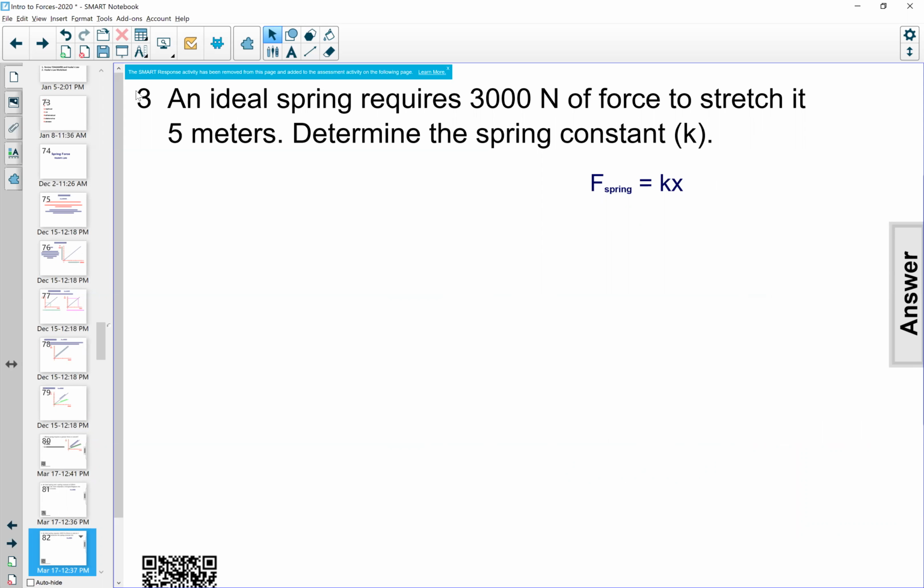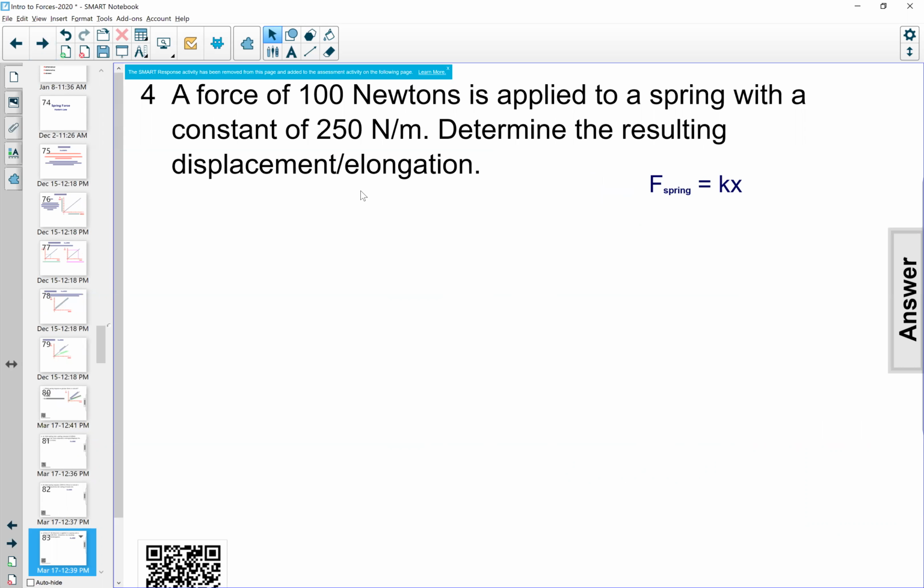All right, and the last one. A force of 100 Newtons is applied to a spring with a constant of 250 Newtons per meter. What is the resulting displacement or elongation? In other words, how much would it stretch or compress?